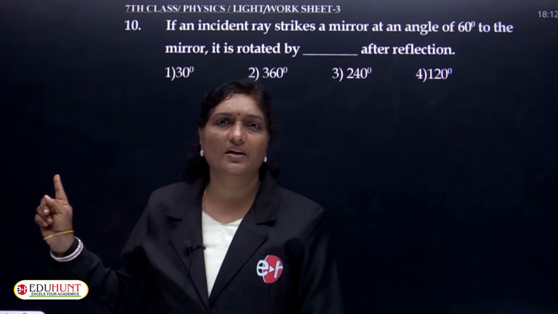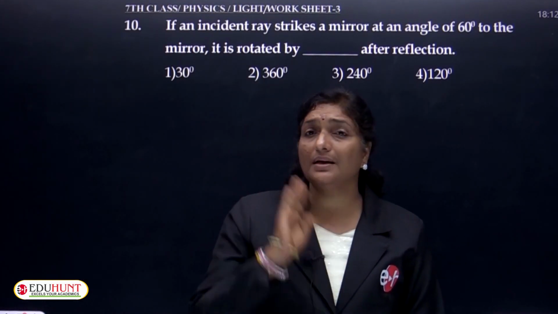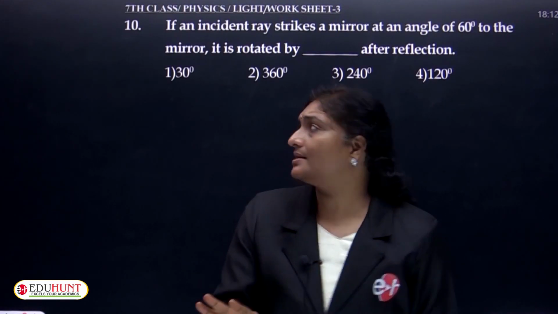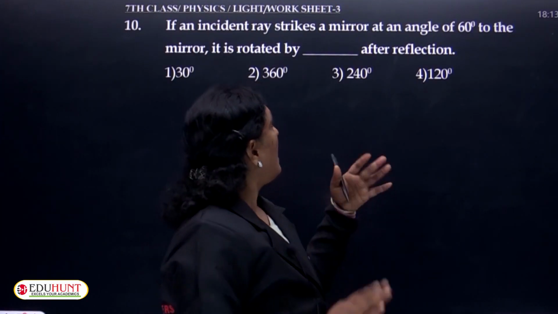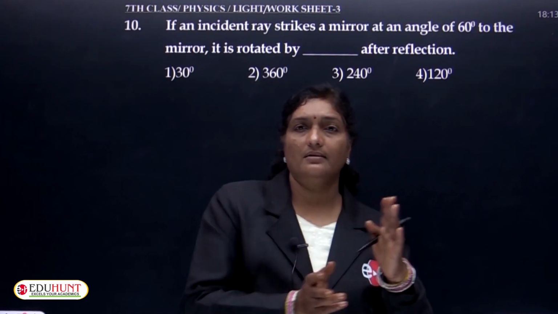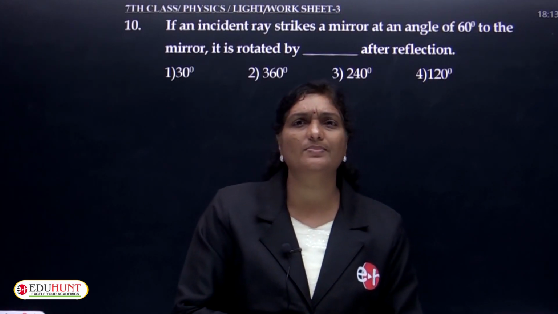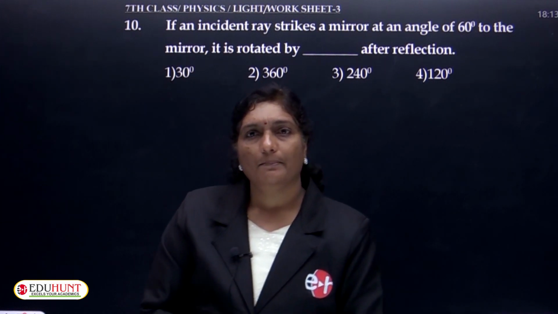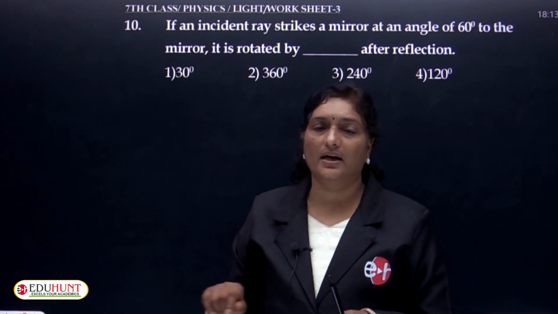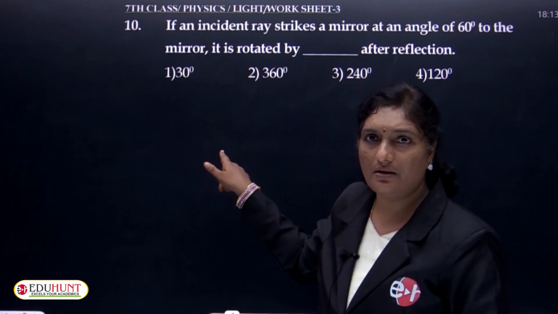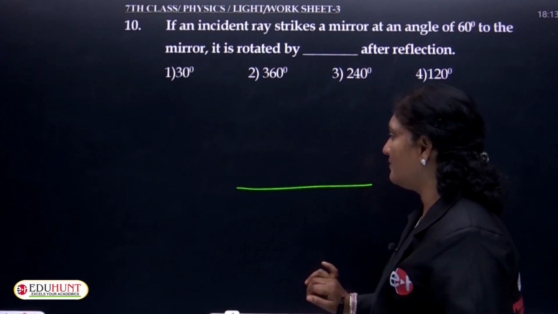Look at the question carefully, children. What is given? Incident ray is given. That means angle of incidence i is given as 60 degrees. And now you are asked to find out how much it is turned back after reflection. Of course, 60 degrees. It only rotates by 60 degrees, nothing more than that, because in this question there is no such condition given that the mirror is rotated. Is the mirror rotated? No. Simply, a plane mirror is given.